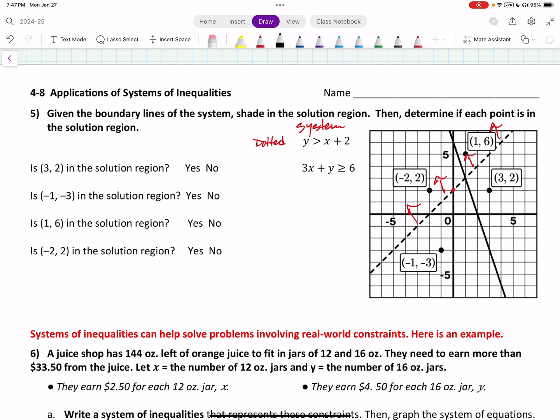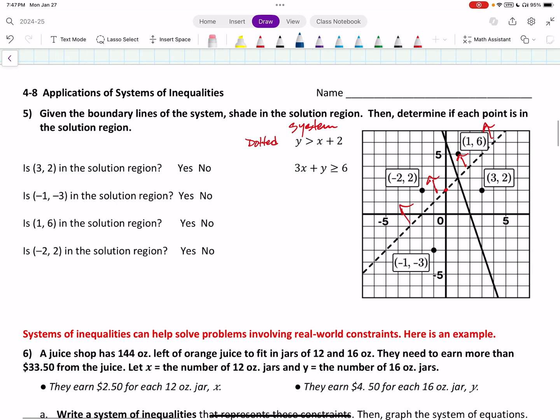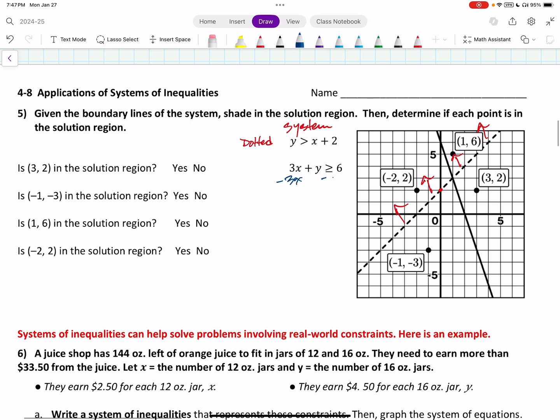Now the other one, I've got to do some work. I'm going to subtract 3x here and isolate y. I get y is greater than or equal to -3x plus 6. And that's going to be the solid one right through here. So this is B here. The other one is A. And then it's greater than or equal to, so it's above. So I'm moving to graph above.